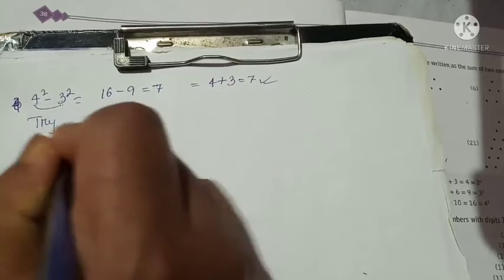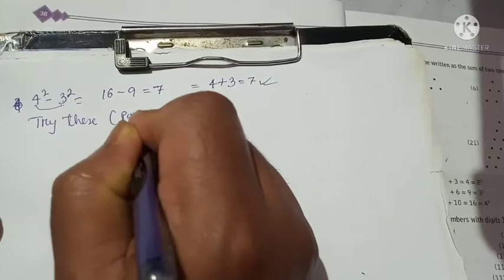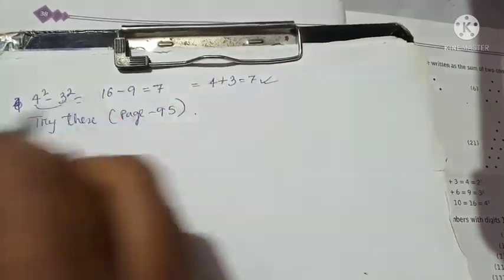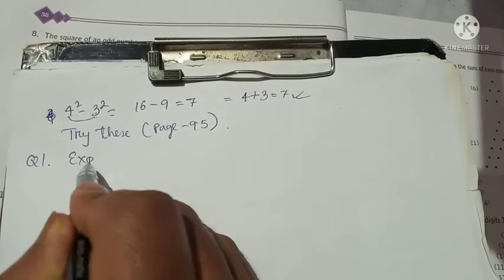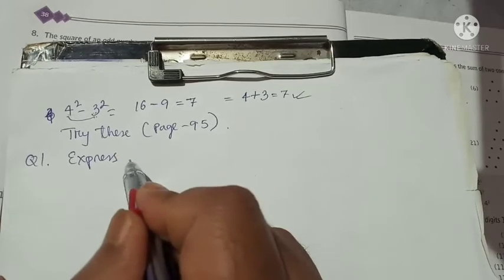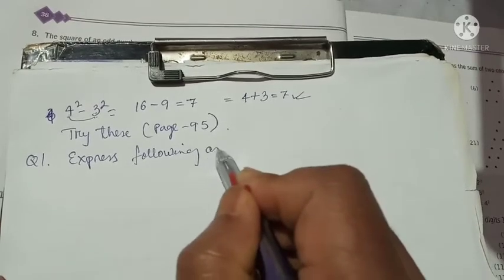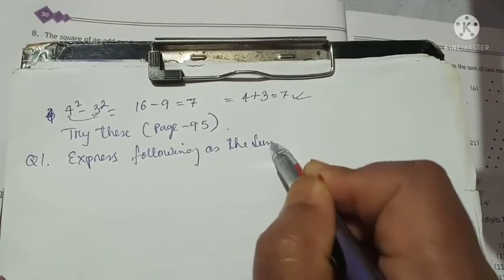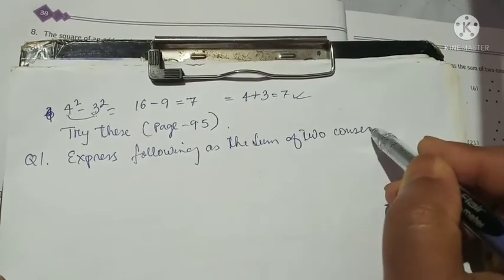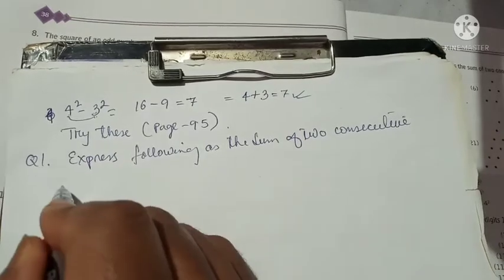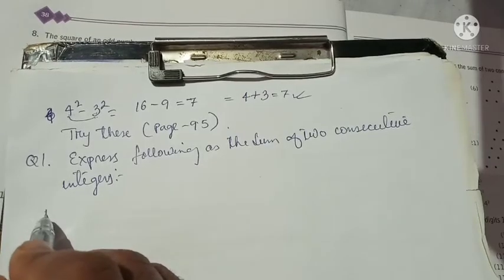Try this, page number 95. Question number 1: express the following as a sum of two consecutive integers. How will you calculate these numbers?